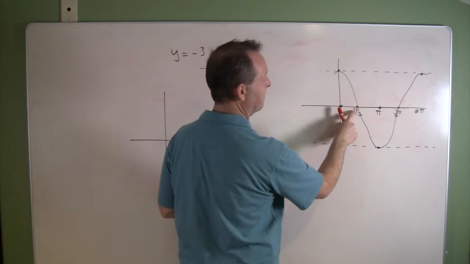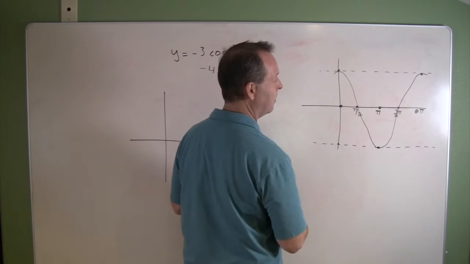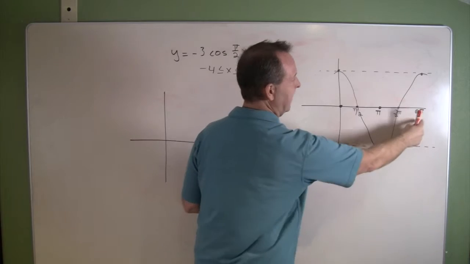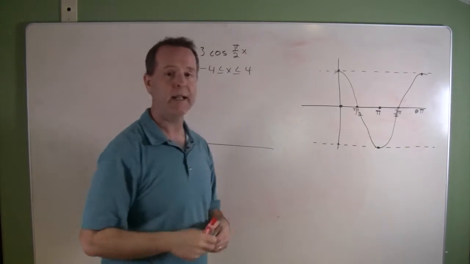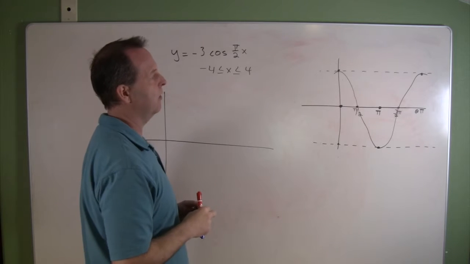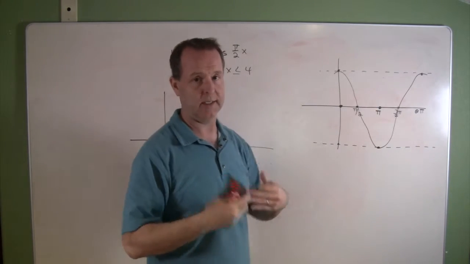Cosine of pi halves is 0. Cosine of 3 pi over 2 is 0. Cosine of pi is negative 1. And then back here at a cosine of 2 pi, one full rotation gives that also a result of 1. So our basic cosine function looks as such.